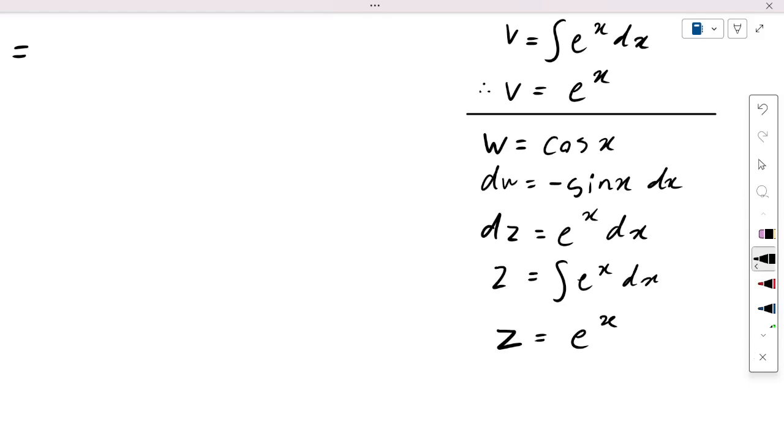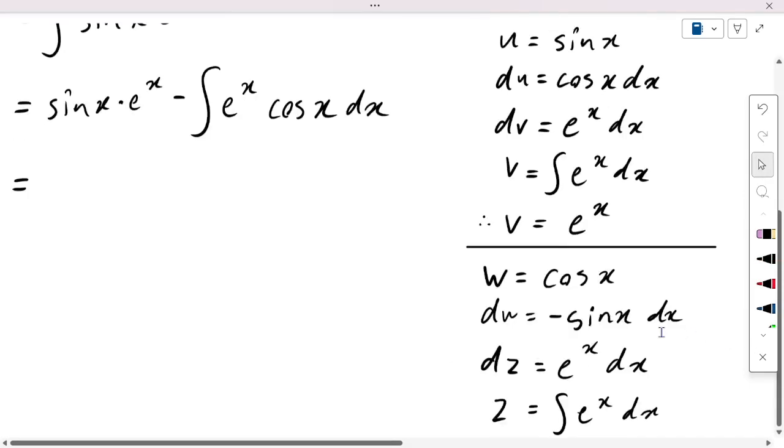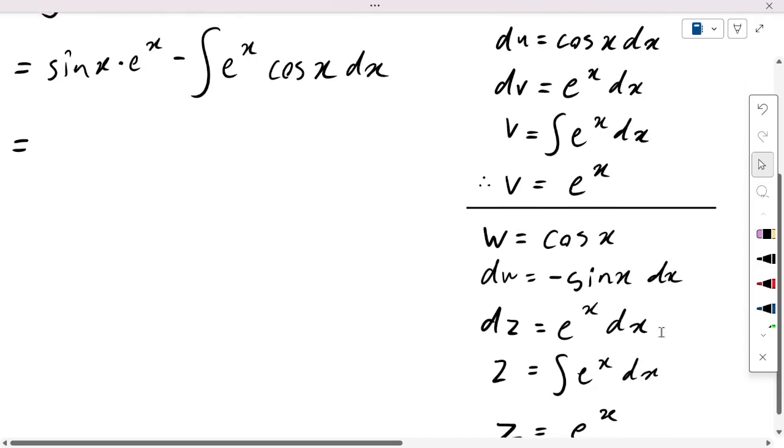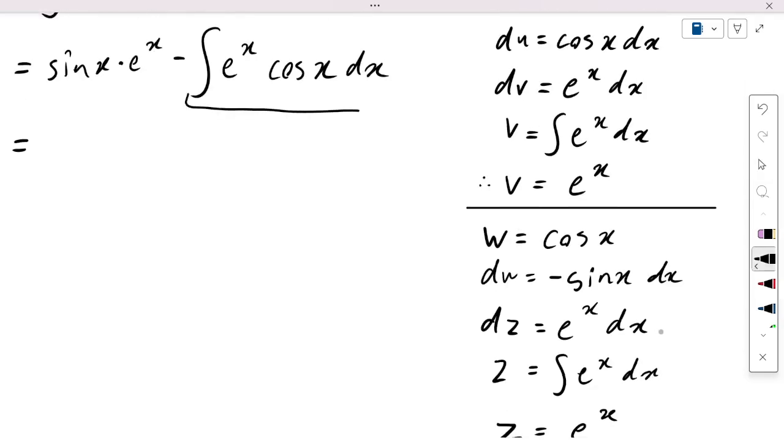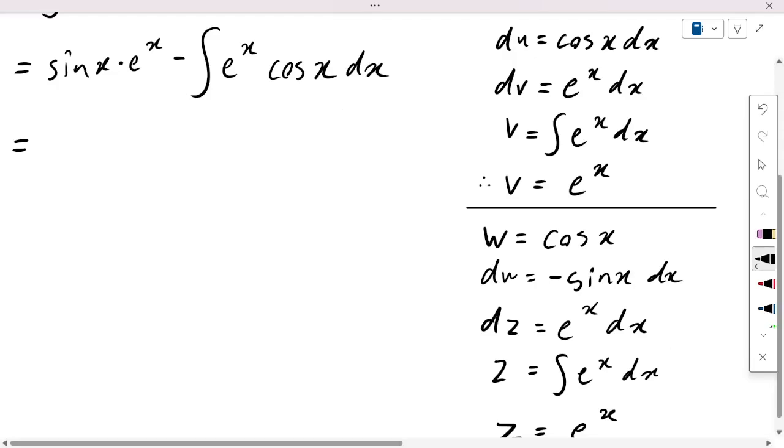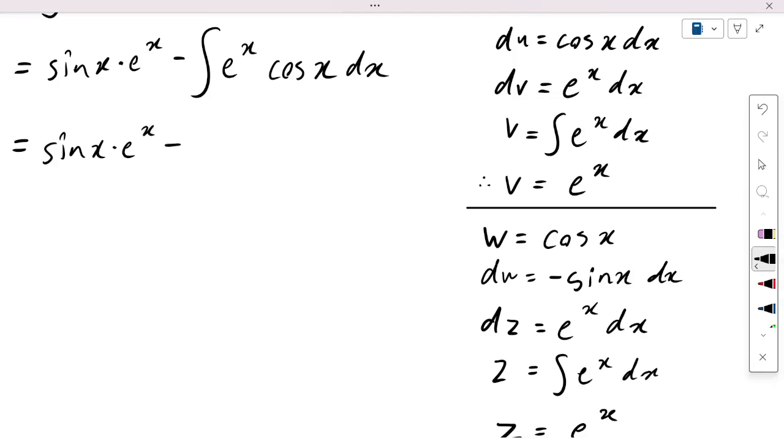Perfect. Now we can just plug it into our equation. And it goes in this format. It's going to be w multiplied by z. But first of all, remember, we're only doing integration by parts with this integral here, and not this over here. This stays the same. So we're going to just write this one down quickly. It's going to be sine x multiplied by e to the power of x minus, and this is where the integral takes place. So it's going to be u multiplied by w, or w multiplied by z, sorry, my fault.